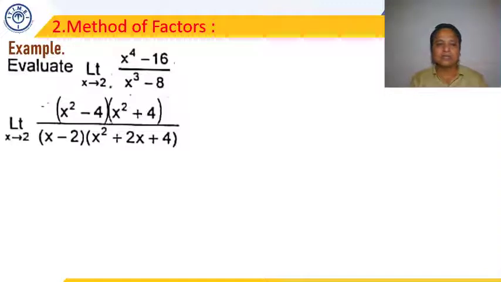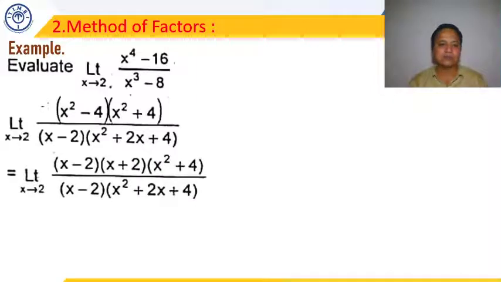Still the denominator contains x minus 2, which on substituting x equal to 2 becomes 0, and the numerator also contains x square minus 4. So we factorize it one step further. We write x square minus 4 as (x minus 2) multiplied by (x plus 2), times the bracket (x square plus 4). And in the denominator we have (x minus 2) multiplied by (x square plus 2x plus 4).